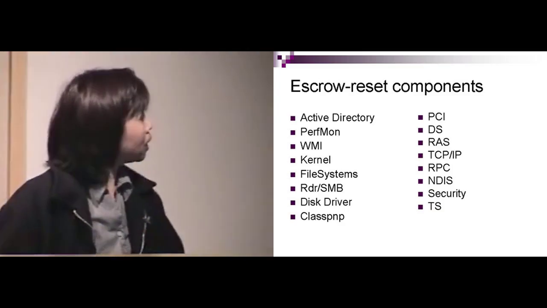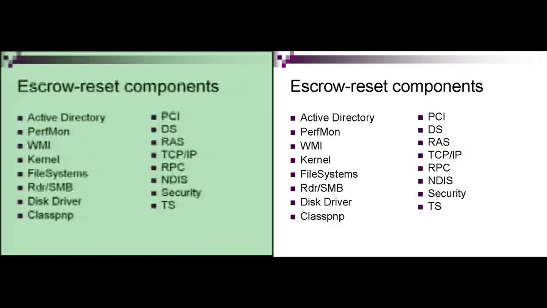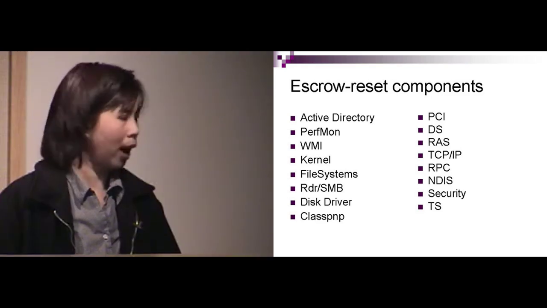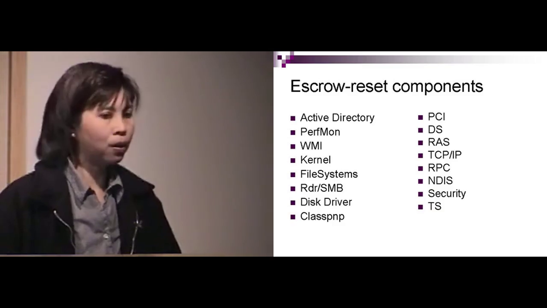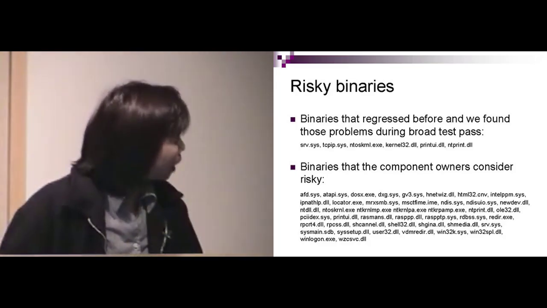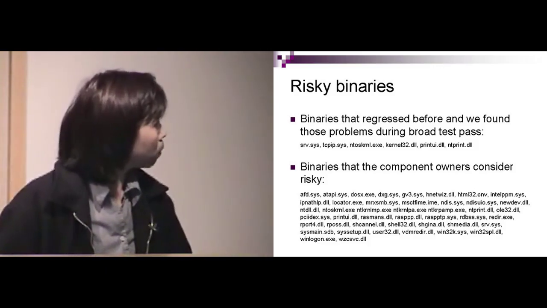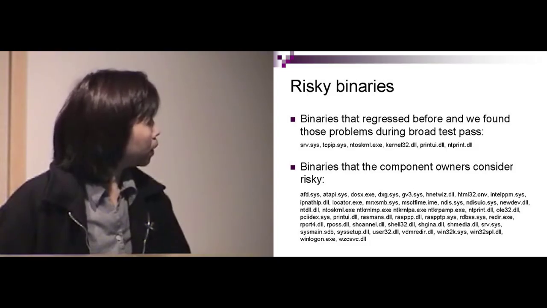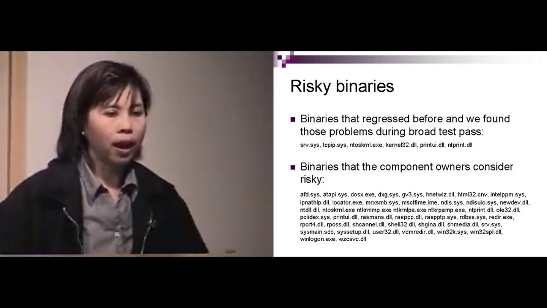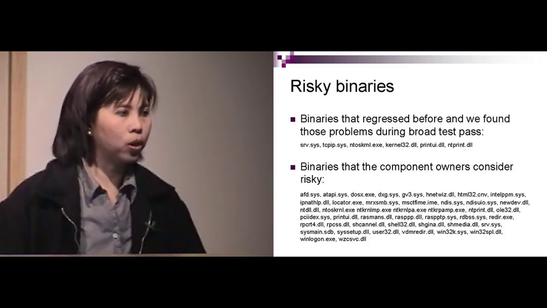So here is the list of all the different escrow reset components. As you can see, if we ever take a bug fix in any of these areas, we don't use a fast track because they require integration testing. And here is the list of the Windows binaries for which we don't release bug fixes on a fast track as well. For instance, if we take a fix in the kernel, regardless of how long it takes, it has to go through in-depth testing, a broad pass, before we can release it.